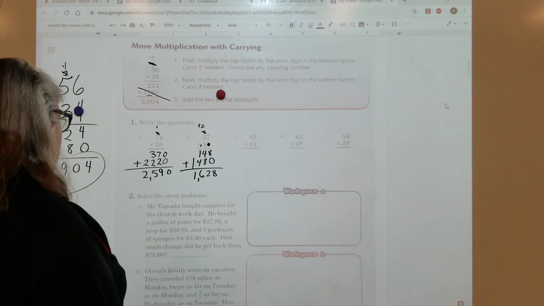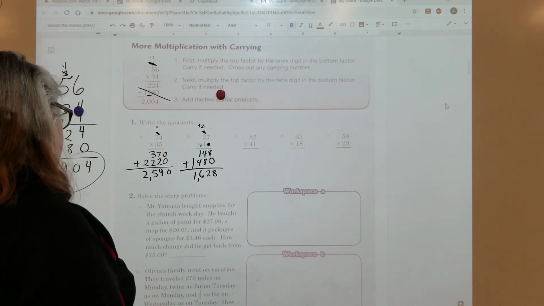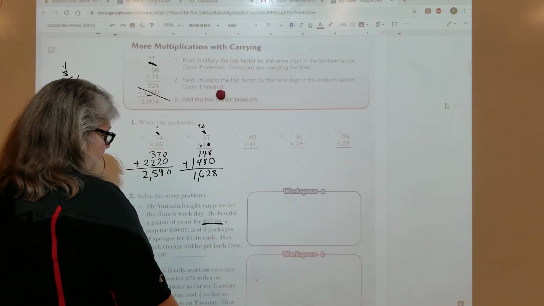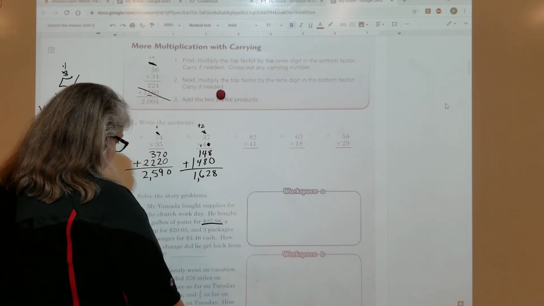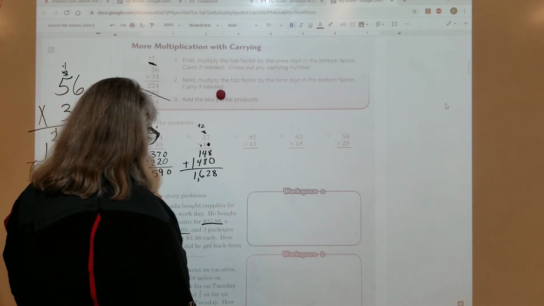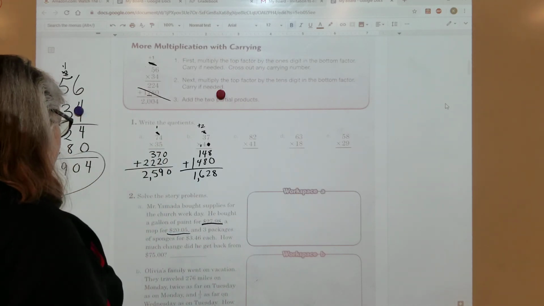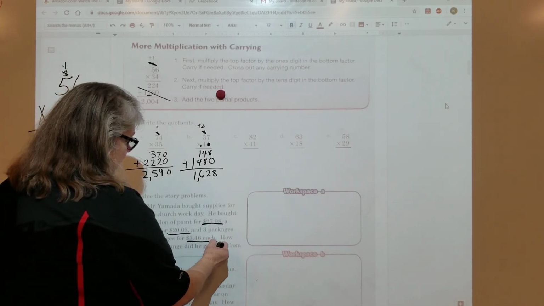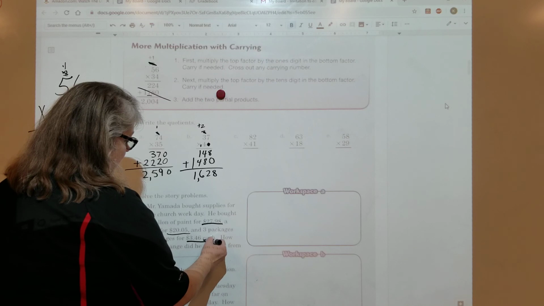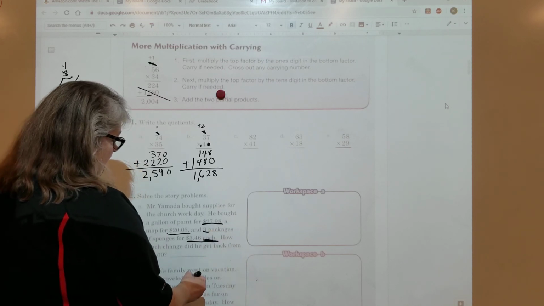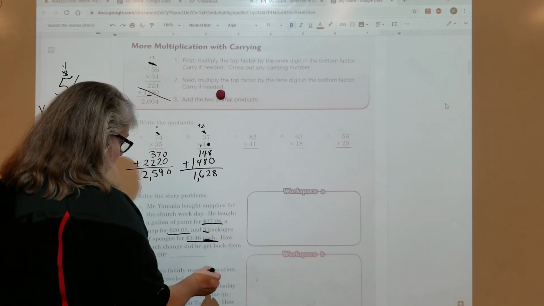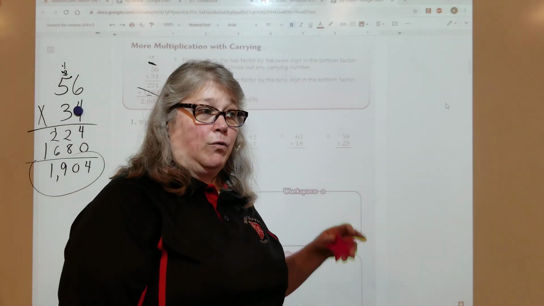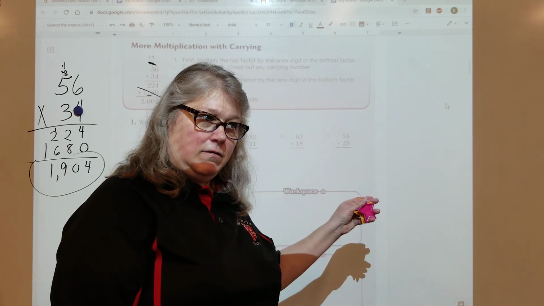Okay? Mr. Yamaha bought supplies for the church work. He bought a gallon of paint for $27.98, a mop for $20.05, and 3 packs of sponges for $3.46 each. Now here's where we're going to have to notice each, and he bought 3 of them. How much change should he get back from $75? This one's tricky. You have one thing you need to do, then a second step, and a third step.